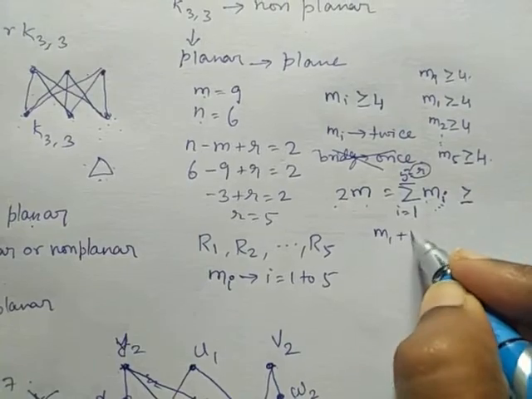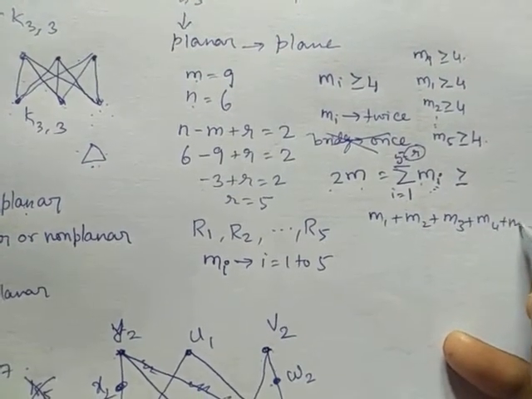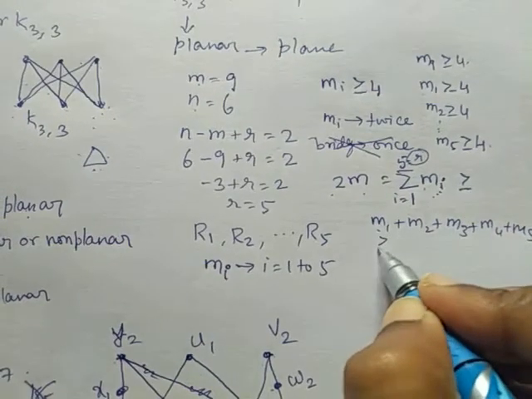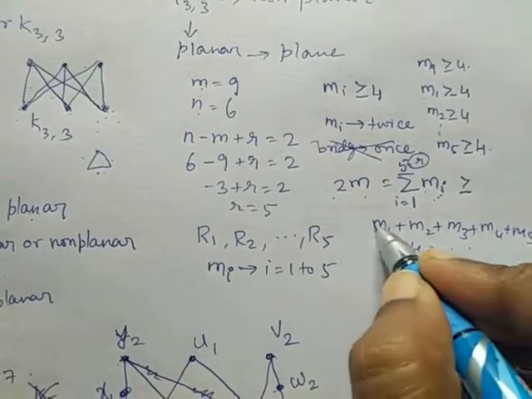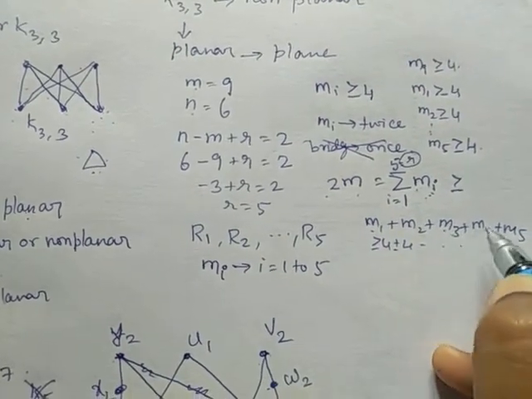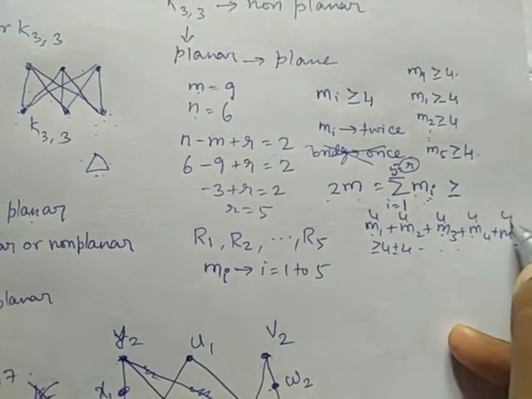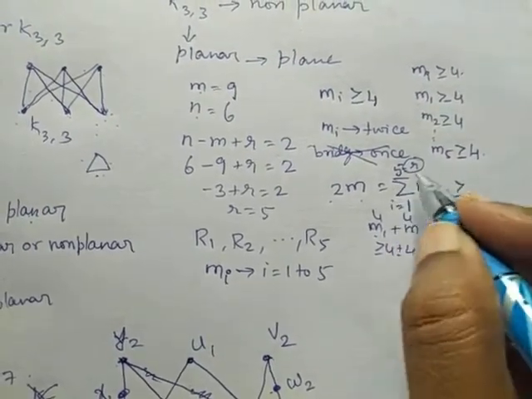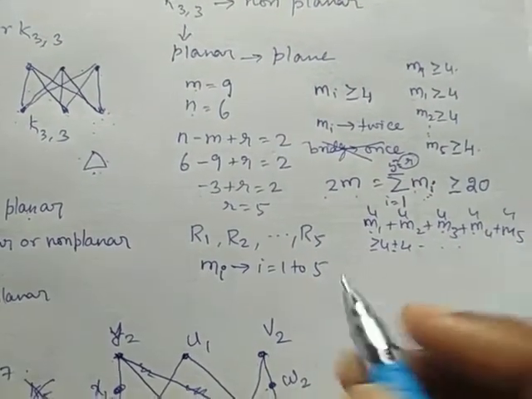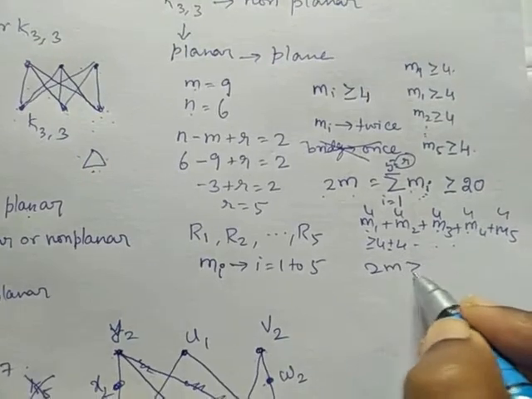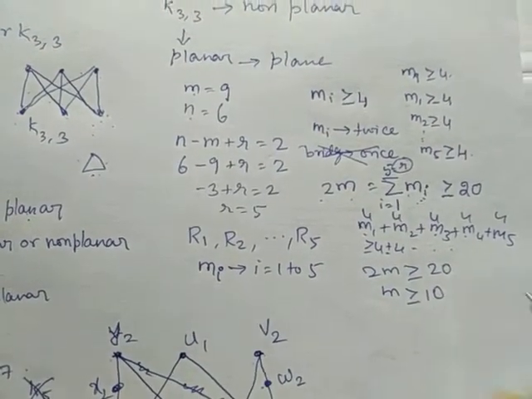m1 plus m2 plus m3 plus m4 plus m5 is greater than or equal to 4 plus 4 plus 4 plus 4 plus 4, which gives us 20. Therefore, the summation of mi should be greater than or equal to 20. So, 2m is greater than or equal to 20, which implies m is greater than or equal to 10.